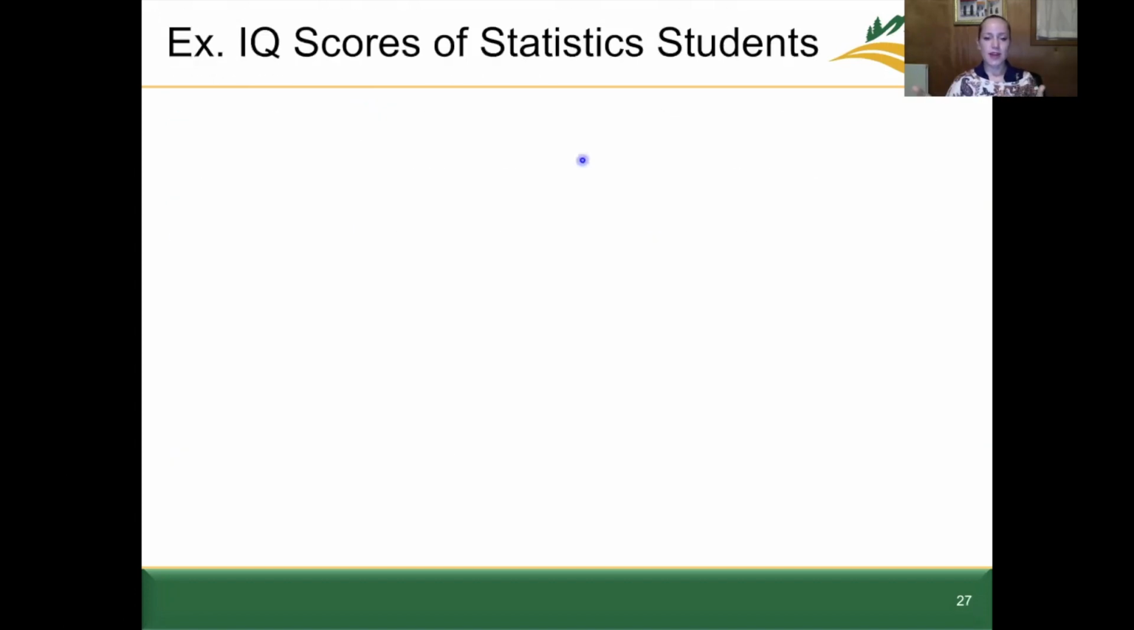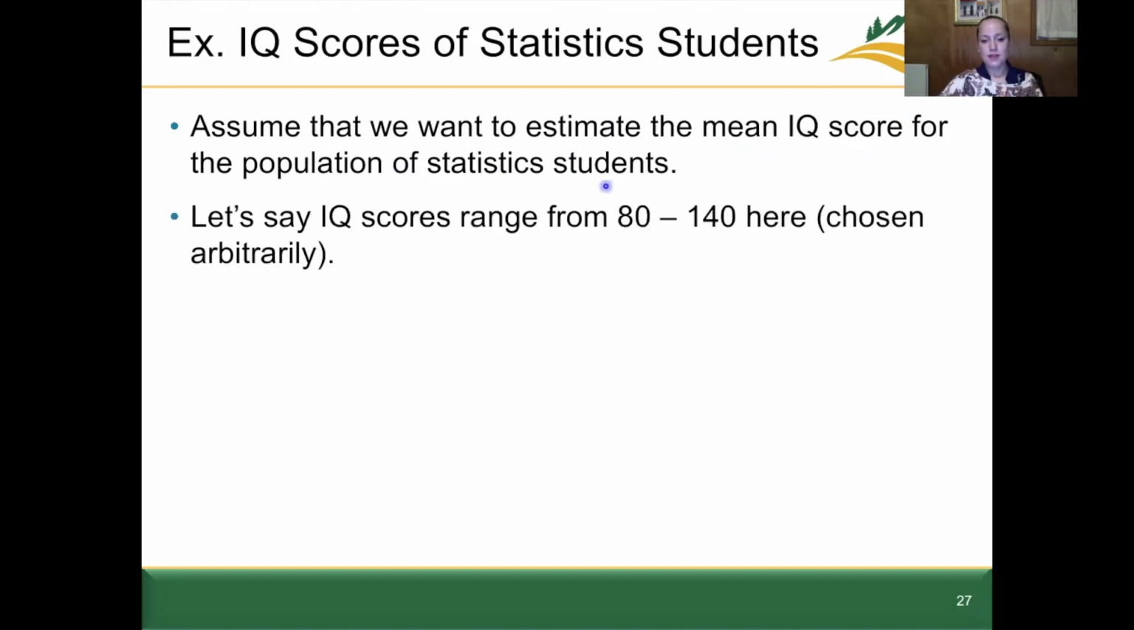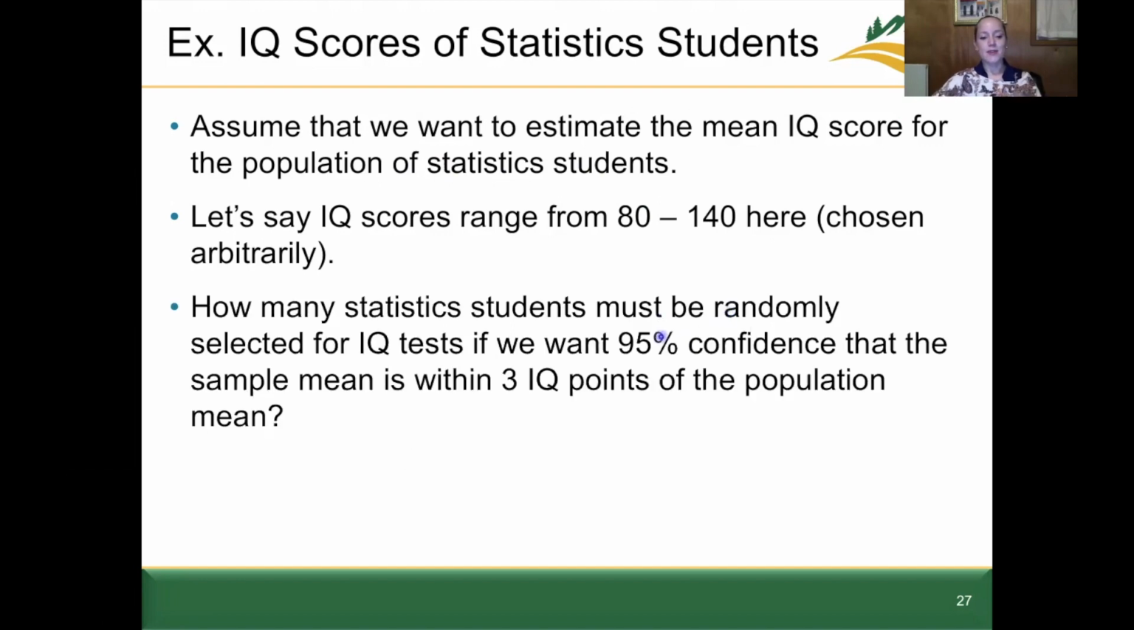Let's do an example now using IQ scores of students. Assume that we want to estimate the mean IQ score of the population of students. Just completely arbitrarily, let's say the range is from 80 to 140 as far as IQ scores. Let's answer this now. How many statistics students must be randomly selected for IQ tests if we want 95% confidence that the sample mean is within 3 IQ points of the population mean?